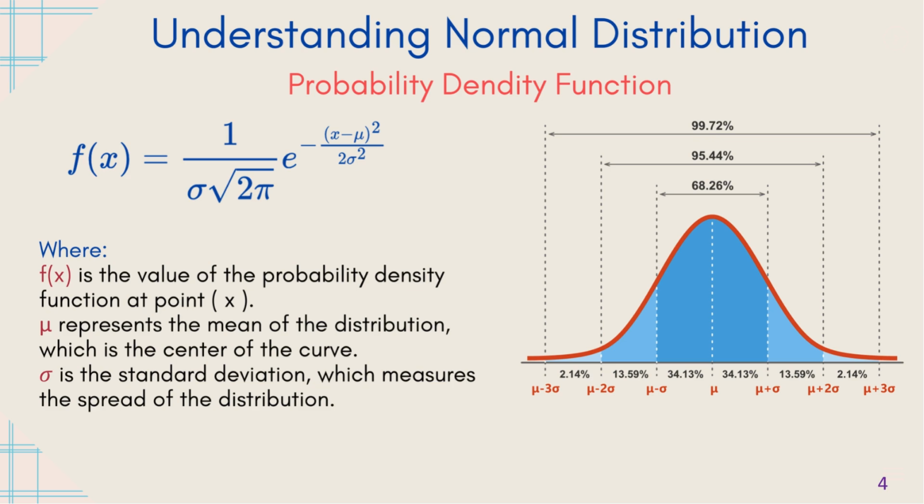where f of x is the value of the probability density function at point x. Mu represents the mean of the distribution, which is the center of the curve. Sigma is the standard deviation, which measures the spread of the distribution. The formula presented illustrates the relationship between the mean and standard deviation, essential for interpreting the spread of data. The accompanying bell-shaped graph visually reinforces how areas under the curve correspond to probabilities, enhancing comprehension of this concept.